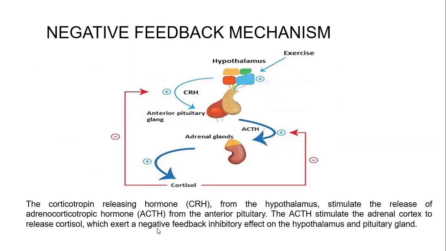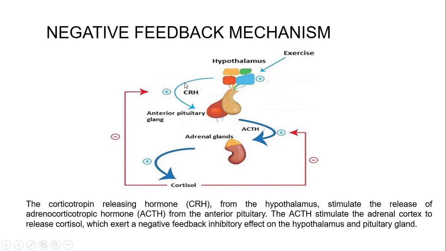The second aspect of endocrine regulation is the negative feedback mechanism. The negative feedback mechanism refers to maintaining the concentration of hormone within the set point, that is homeostasis. Several factors may alter the secretion of hormone, and as indicated in this example, exercise will enhance the secretion of corticotropin releasing hormone from the hypothalamus.